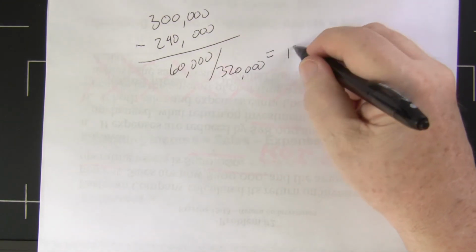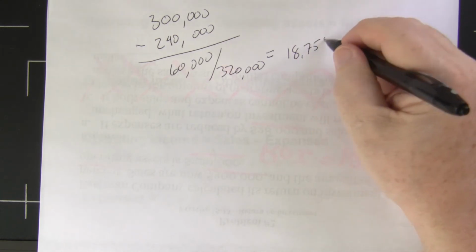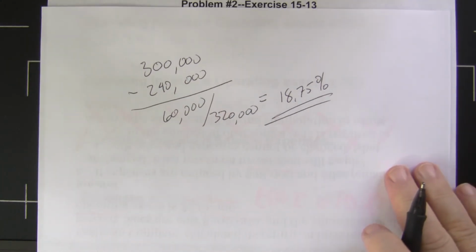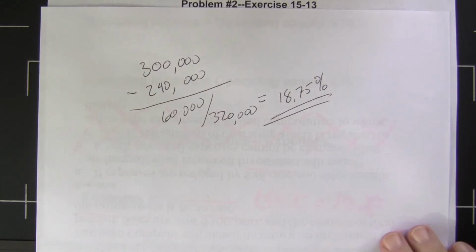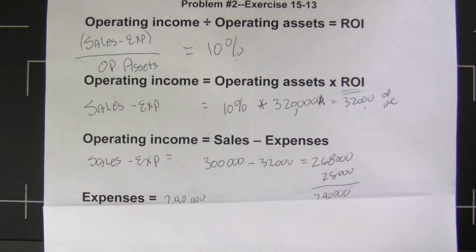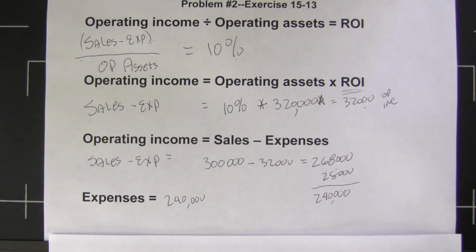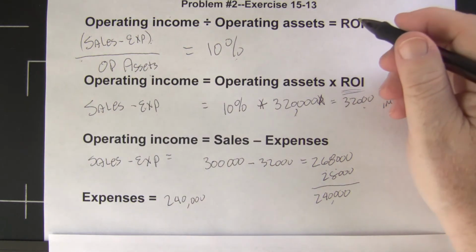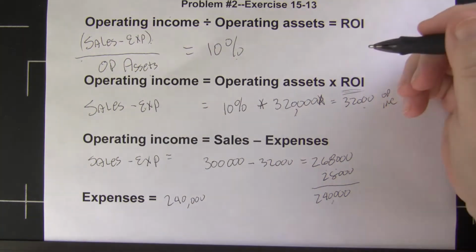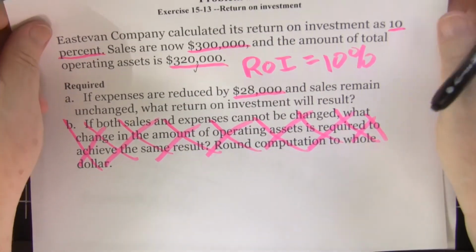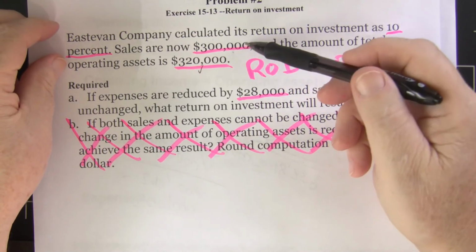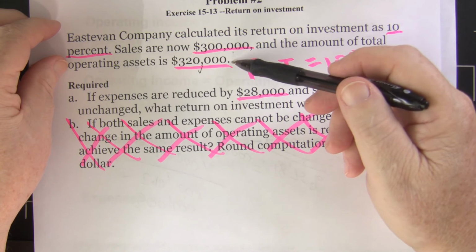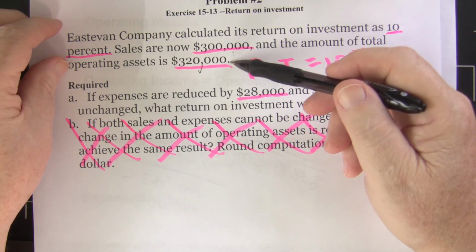Therefore, our new ROI is 18.75%. And that's a number that managers would be expected to calculate. Let's run through that again. What we're looking for here, we know. We just have to find out what our expenses are. And we can kind of shortcut this. Our sales are now 300 and our operating assets are 320,000.